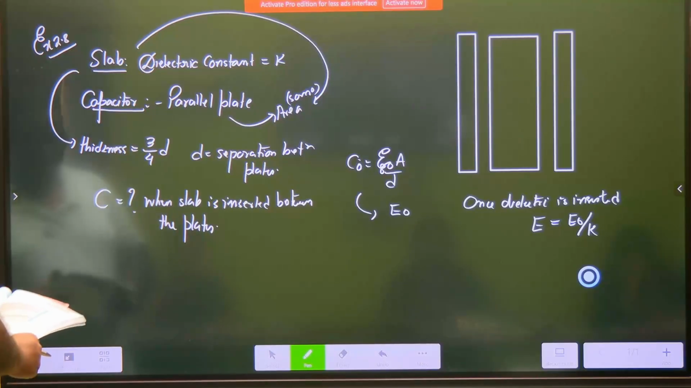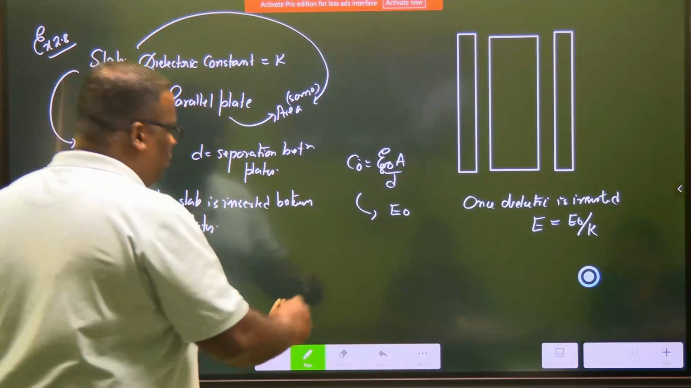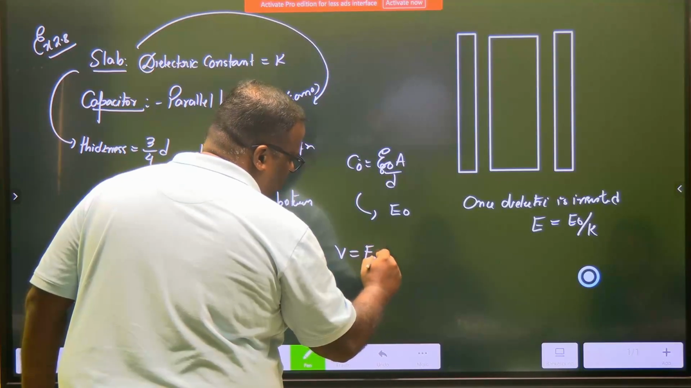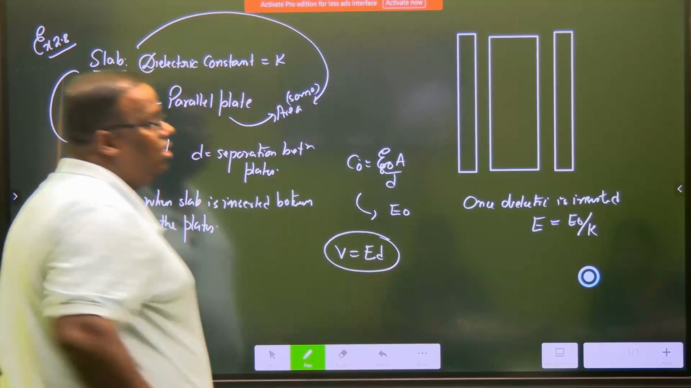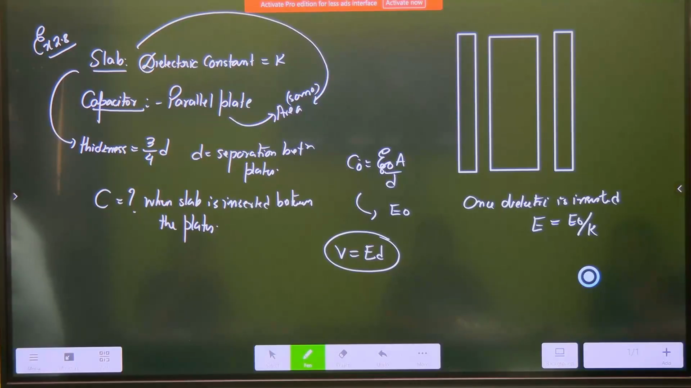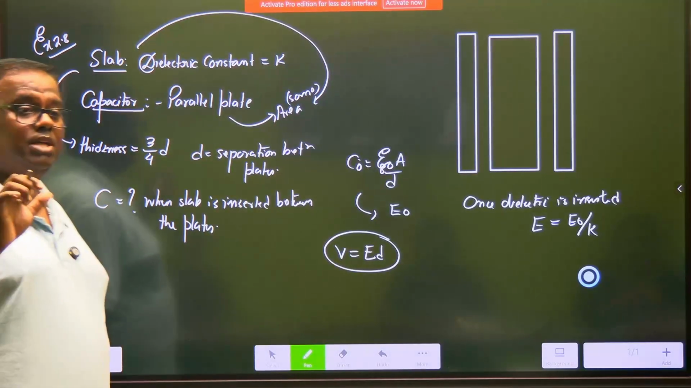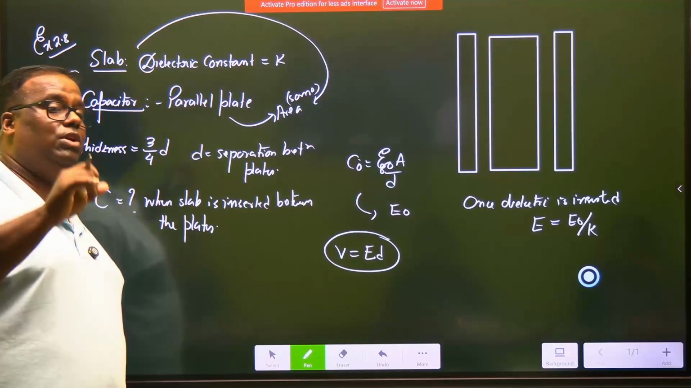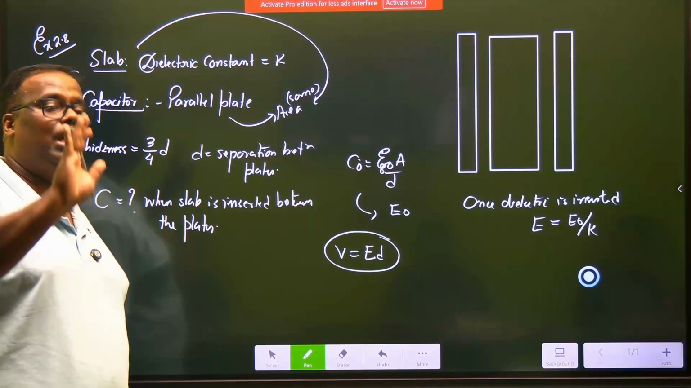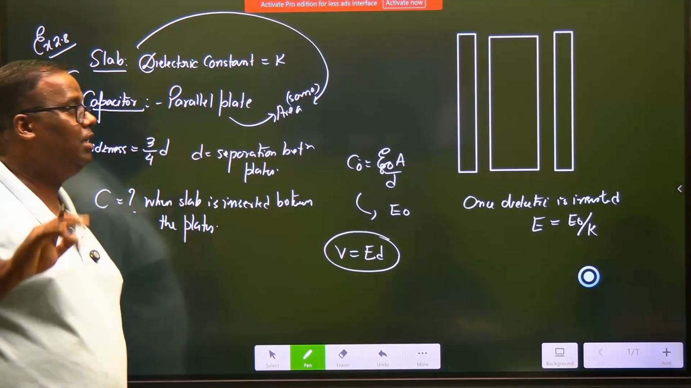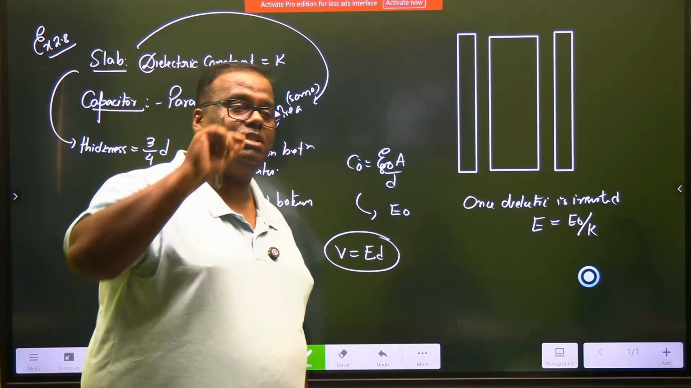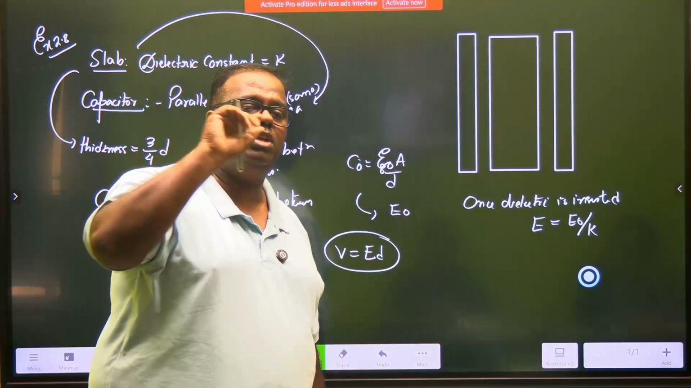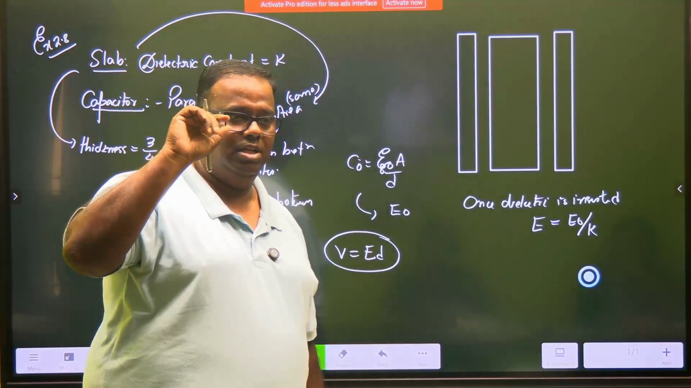And similarly, the potential difference. So what is your potential difference? Your potential difference is always E multiplied by D. This is a standard value. Now, what is the potential difference between the two plates? Please understand, capacitance increases or decreases based upon how much dielectric you have inserted. Once a dielectric is inserted, for a smaller increase in voltage, more capacitance can be obtained. Have you understood?